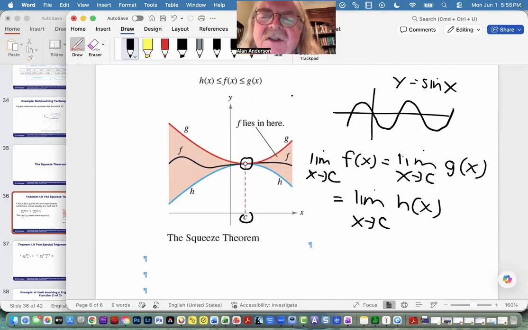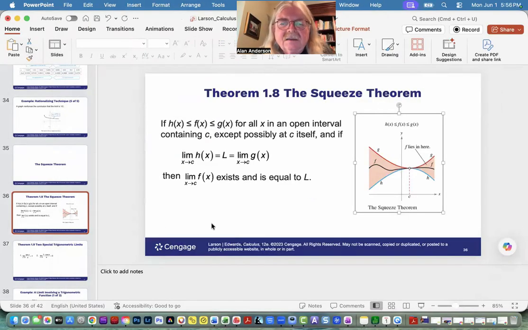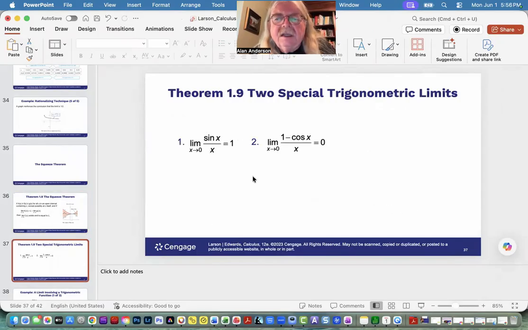So you might be able to put this to good use if you're looking at a very tricky limit, one that leads to division by zero or possibly zero over zero. You may be able to take advantage of the squeeze theorem if you can find the other two functions. Okay, so let's see what they came up with. Oh, okay.